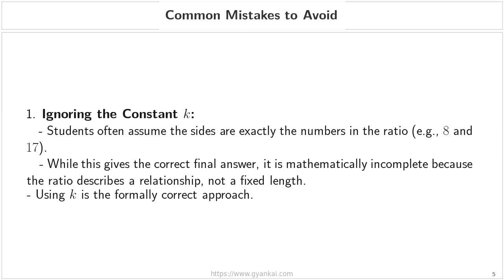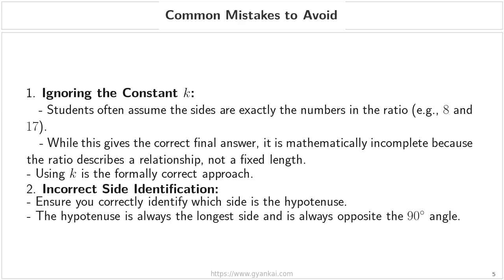First, let's talk about ignoring the constant k. When you are working through a problem, you might be tempted to simply assume the sides are exactly the numbers you see in the ratio, for instance, using 8 and 17 directly from our previous example. Now, while this shortcut might lead you to the correct final numerical answer, it is mathematically incomplete. Remember what we discussed in slide 2. A ratio describes a relationship, not a fixed length. To be mathematically rigorous and formally correct, you must use the constant k to represent these sides as multiples.